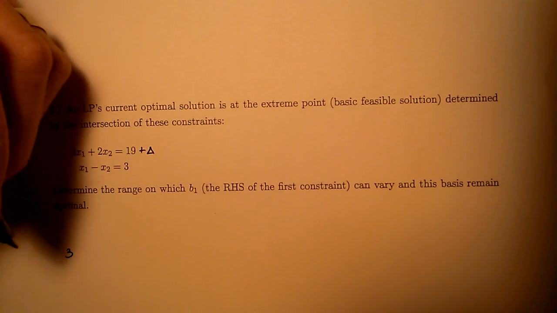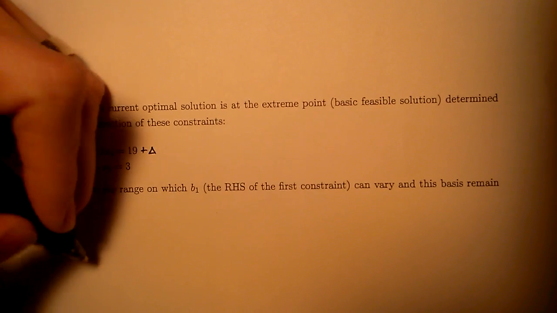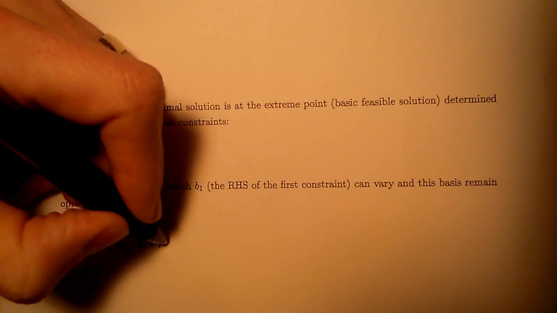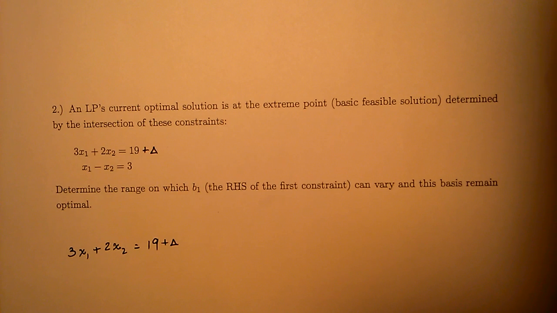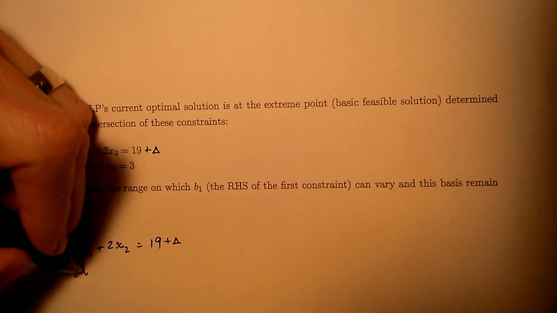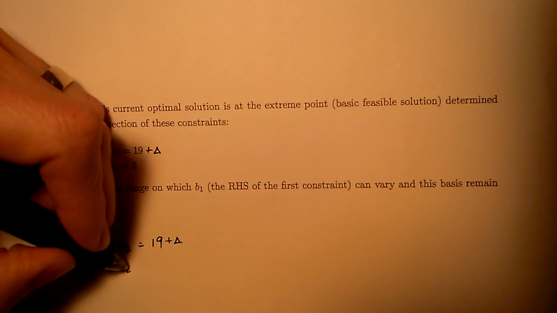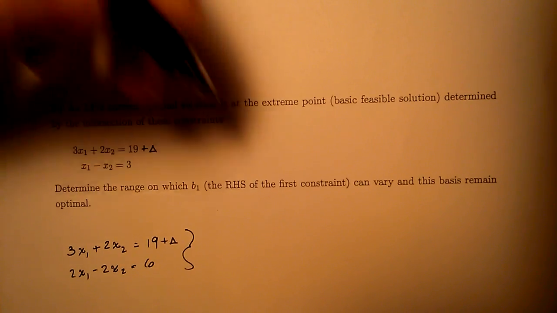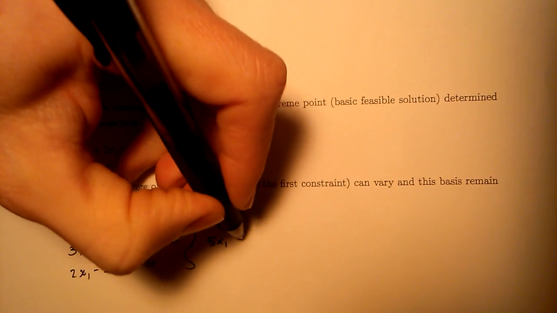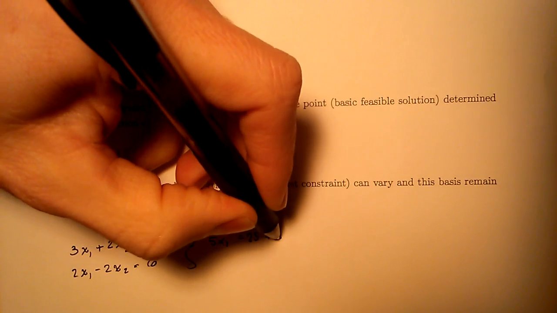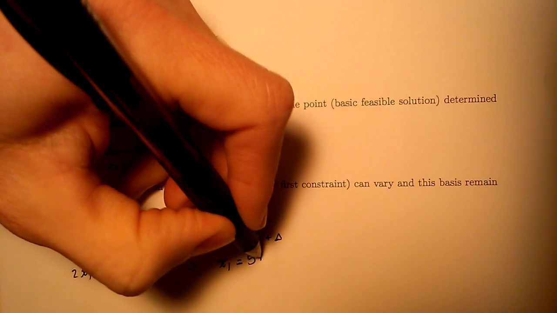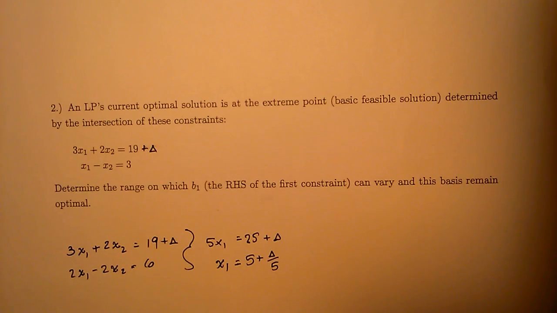And we just need to solve for x1 and x2 in terms of delta. So I'm going to write 3x1 plus 2x2 equals 19 plus delta. And then I'm going to multiply the second constraint by 2 on both sides so I can solve a little easier. It's just going to be 2x1 minus 2x2 equals 6. Add those two constraints, you'd get that 5x1 is equal to 25 plus delta, or x1 is equal to 5 plus delta over 5.